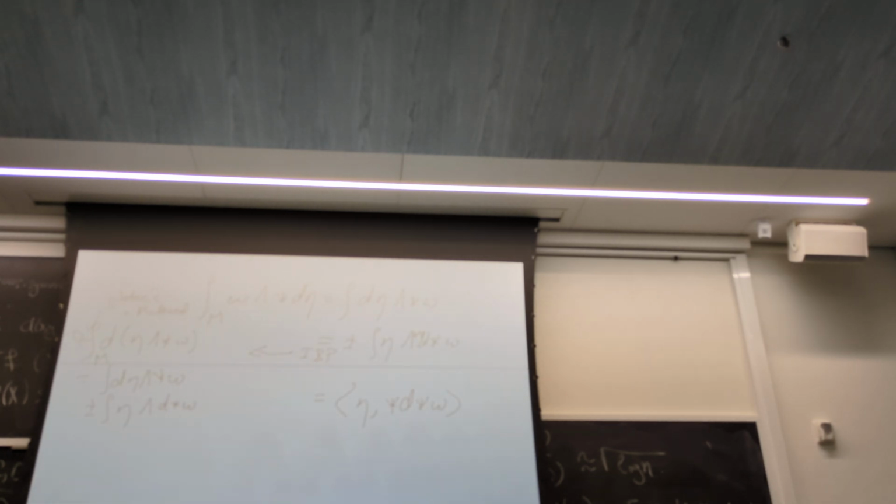So now we have that this is equal to 0 for all eta. And what this means is that star d star omega is equal to 0. This is the same argument as before, right? If this guy is non-zero, then we can choose eta to pair with this guy, non-trivially.